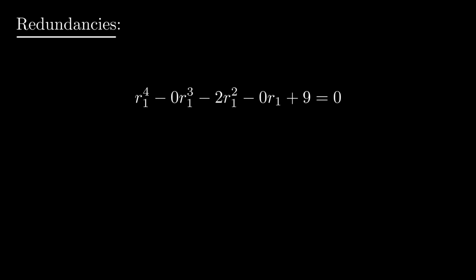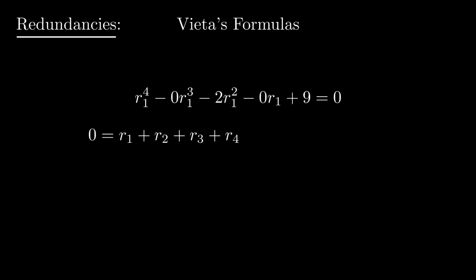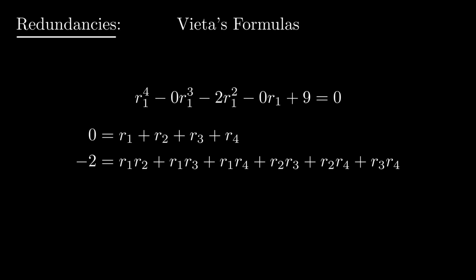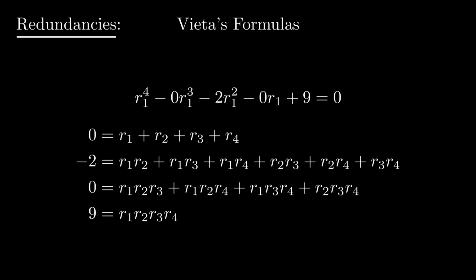If we pull apart the equation, the coefficients actually give us more redundancies, probably ones you've heard of, and they're called Vieta's formulas. They relate the coefficients of the defining equation with the roots. The first one says that the sum of R1 through R4 is 0, since that's the second highest coefficient. The second one says that the sum of the roots 2 at a time is equal to -2, and we get the other 2 equations in the same way.